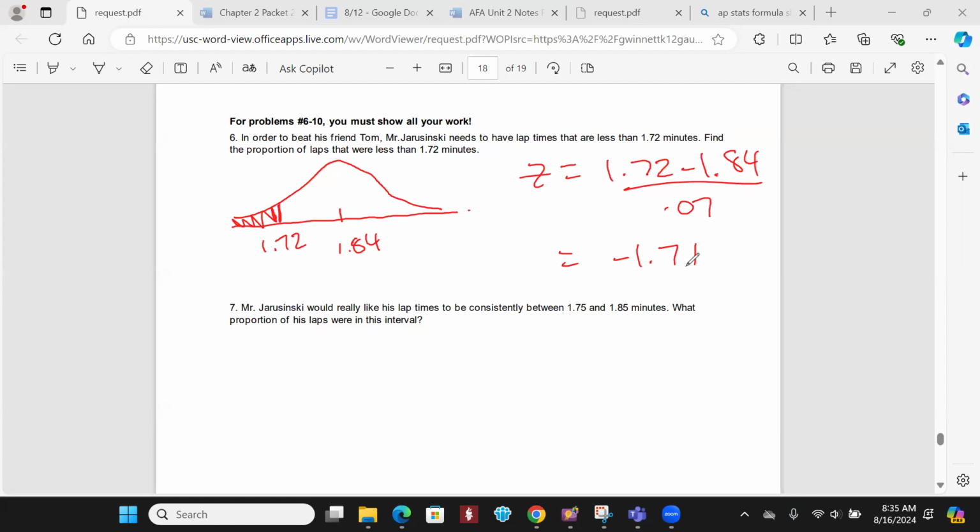You're going to go to your Z-score table. You're going to find the negative page. That's that first chart. You're going to go down to negative 1.7, and over to 0.01. Whatever number is right there is going to be your proportion. So that's going to be area equals 0.0436. That's 4.36%.